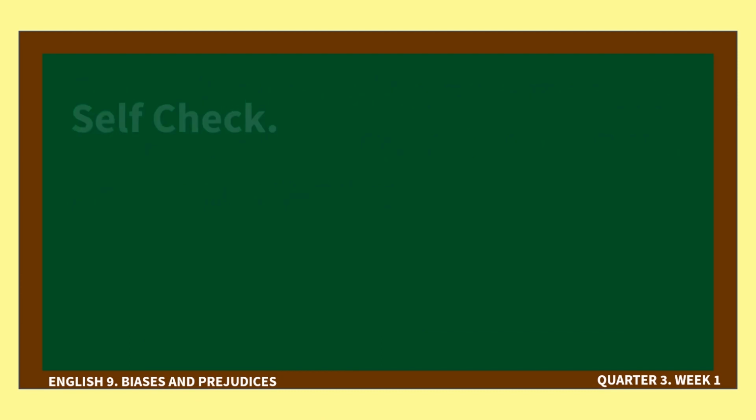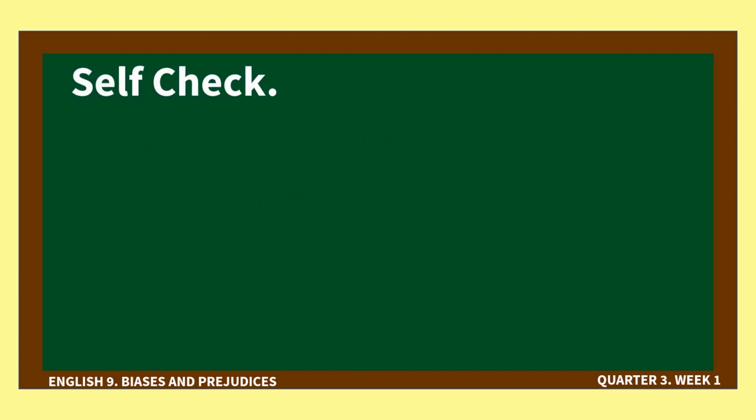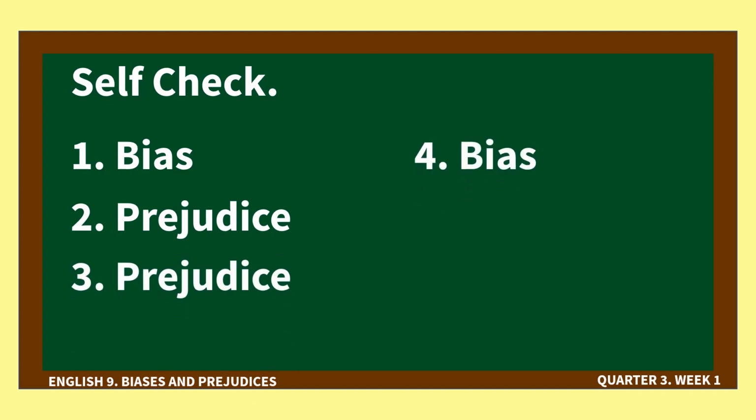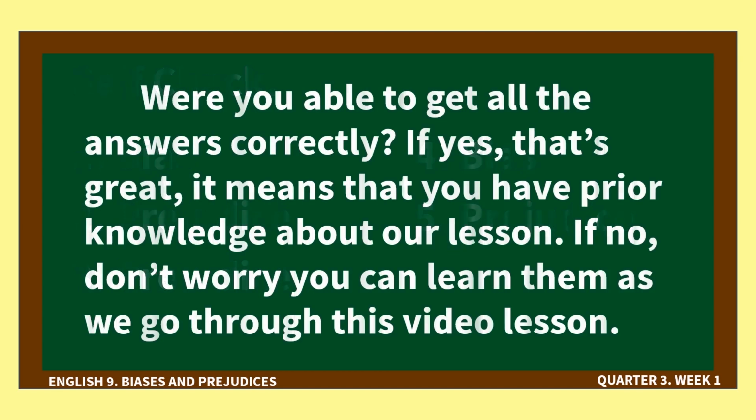Let's check. The answer on number 1 is bias. Number 2, prejudice. Number 3, prejudice. Number 4, bias. And number 5, prejudice. Were you able to get all the answers correctly? If yes, that's great. It means that you have prior knowledge about our lesson. If no, don't worry. You can learn them as we go through this video lesson.